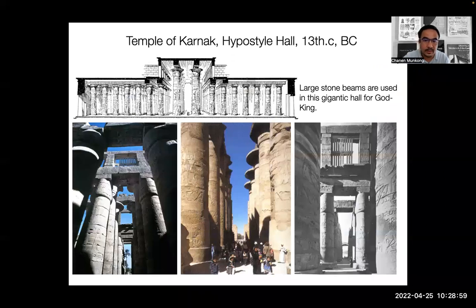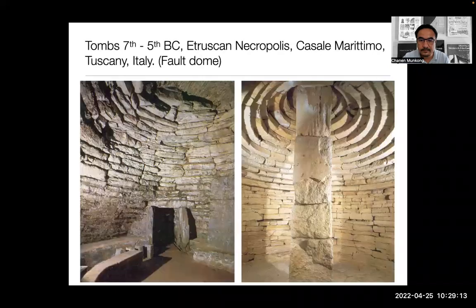Egyptian as well. Look at the scale. Look at the scale of this building. Look at this, how tiny the human size is compared to this temple, right? The tomb in the 5th century BC, the Etruscan. This is a pre-Roman architecture.